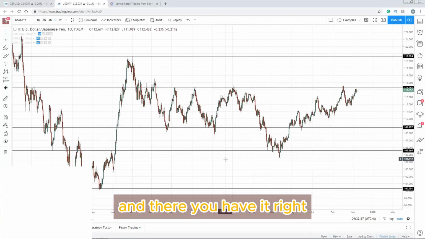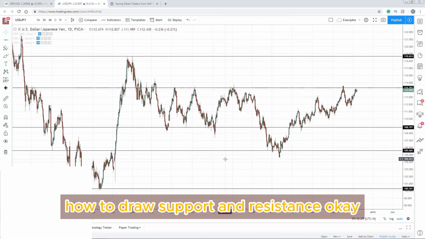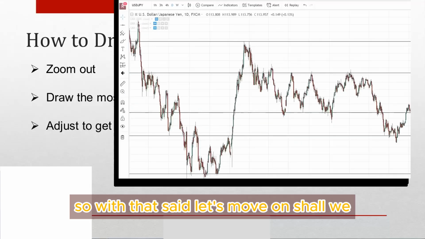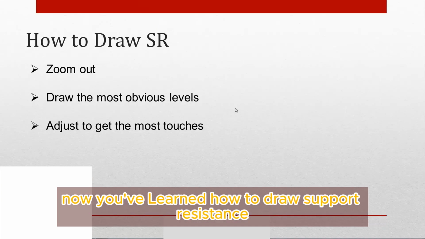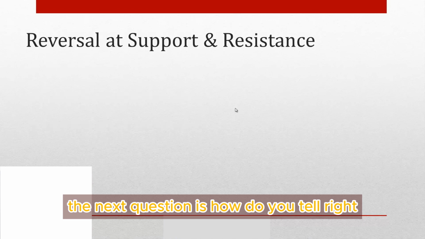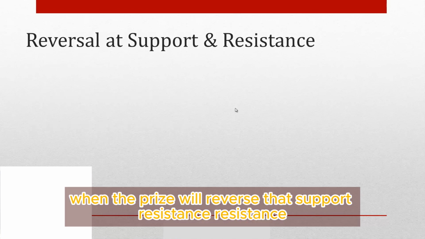And there you have it, right? How to draw support and resistance. Okay? So with that said, let's move on, shall we? Now you've learned how to draw support and resistance. The next question is, how do you tell when the price will reverse at support or resistance?